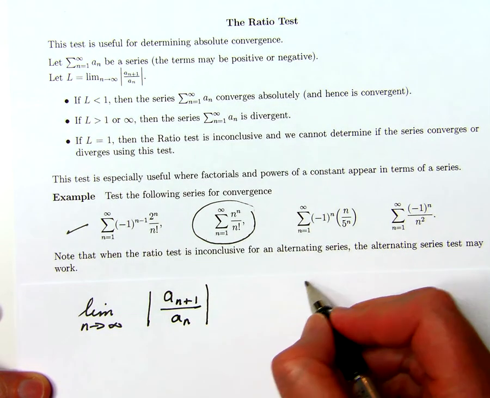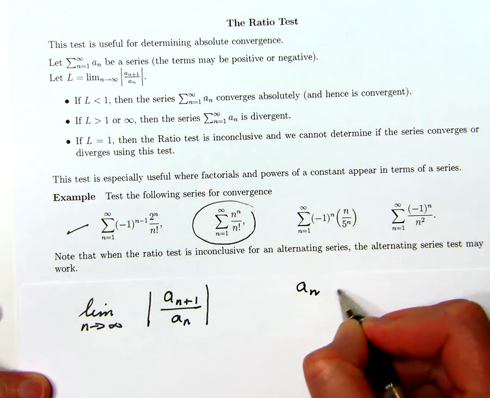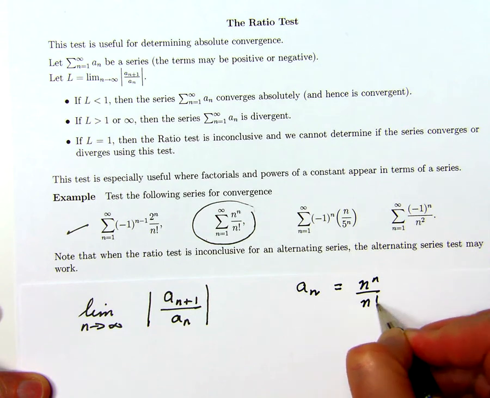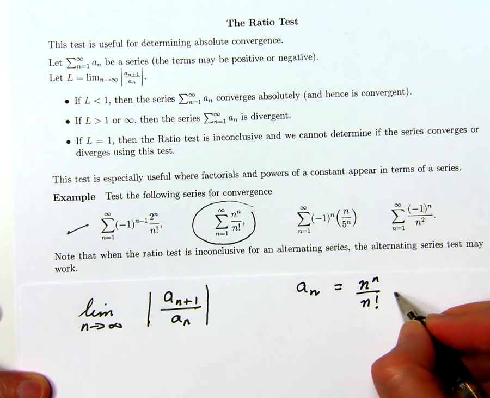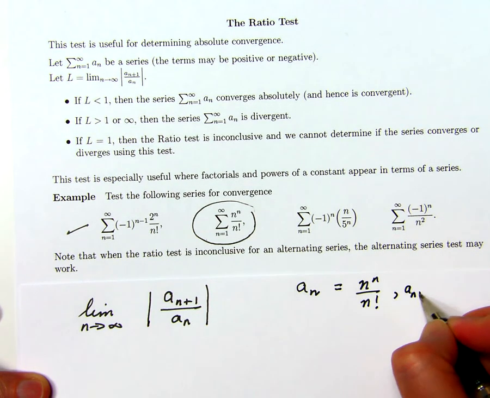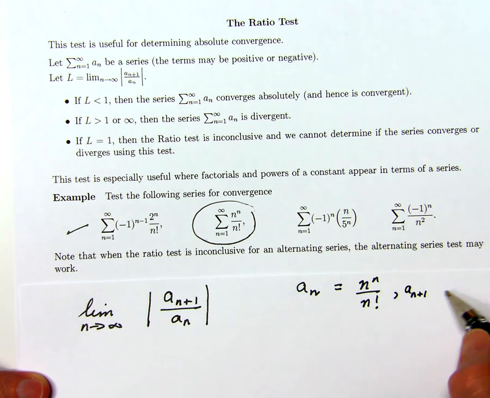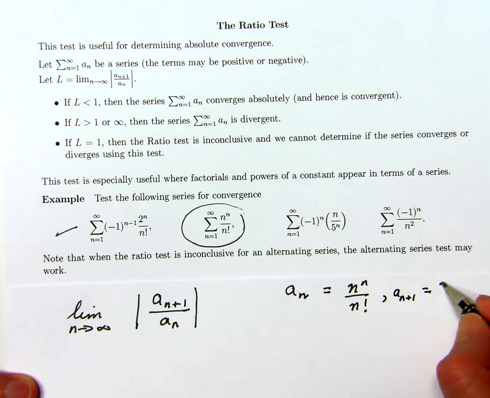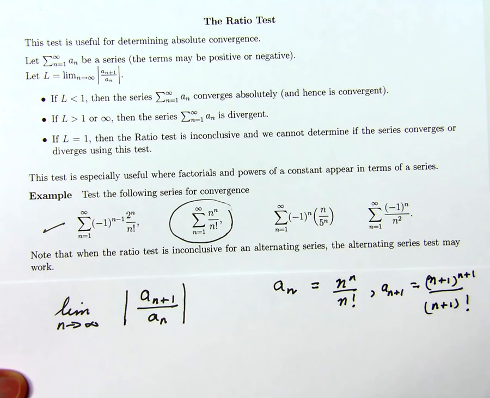Now looking at this series, we have our formula for a_n is n^n over n factorial, and of course a_{n+1} is what you get when you replace every n in that formula by n plus 1. So that's (n+1)^(n+1) over (n+1) factorial. Okay, now I need to fill in those details here.